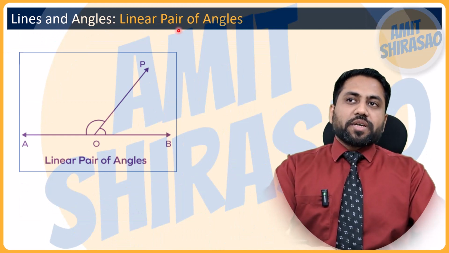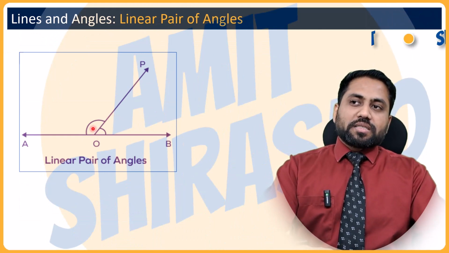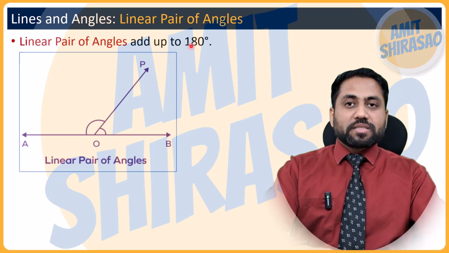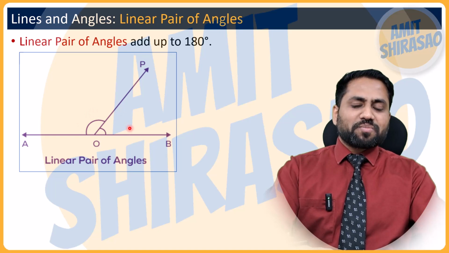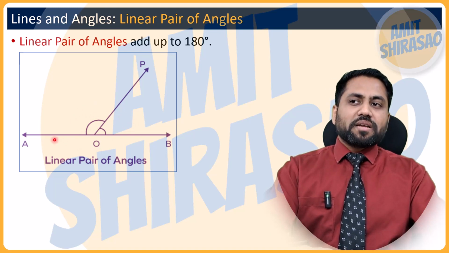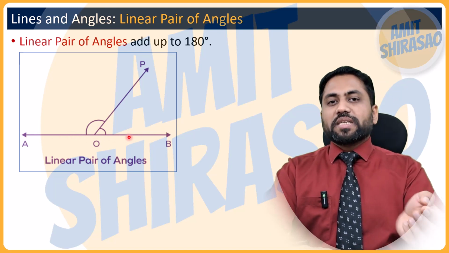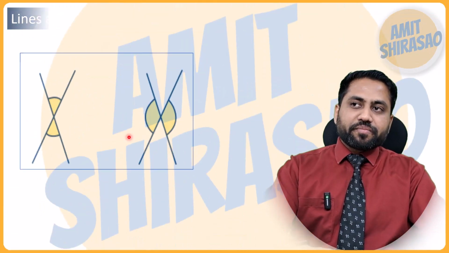Then a linear pair of angles. Now this angle and this angle add up to 180 degrees, and hence they are supplementary angles. So supplementary angles are also called a linear pair of angles, because they add up to form this one line, right? And that's why they are called a linear pair of angles.